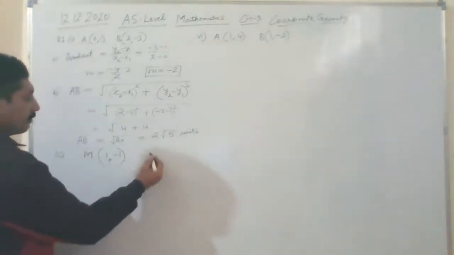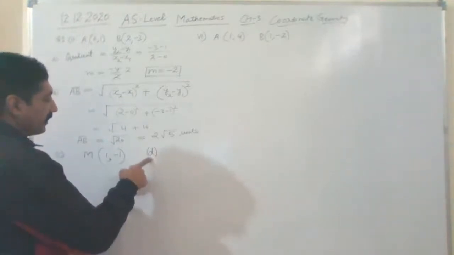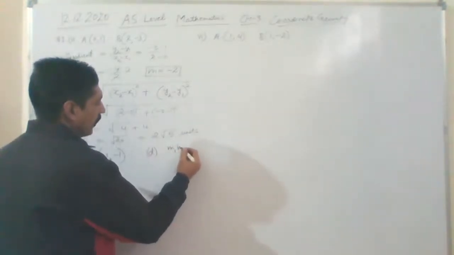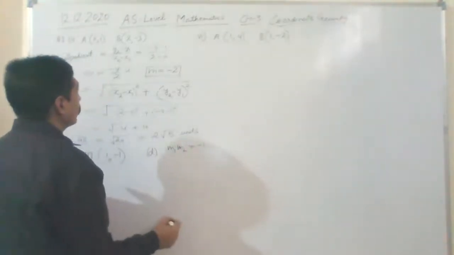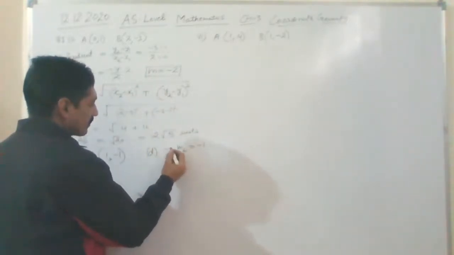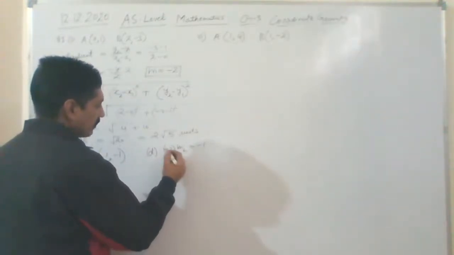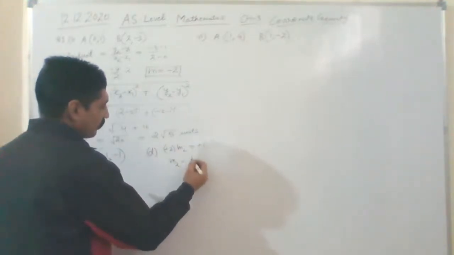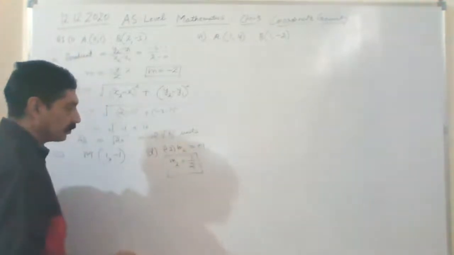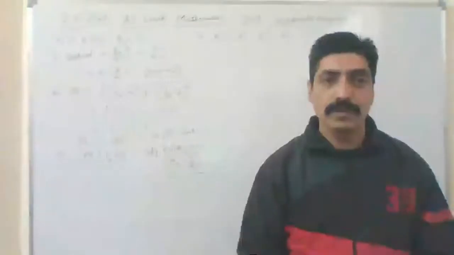And the last D part, that is regarding the gradient of a line perpendicular to AB. So here we have M1 into M2 is equal to minus 1. What is M1? We have found minus 2. So what is M2? M2 here is minus minus will get cancelled and it is 1 by 2. The slope of a line which is perpendicular to the given line segment AB is 1 by 2.